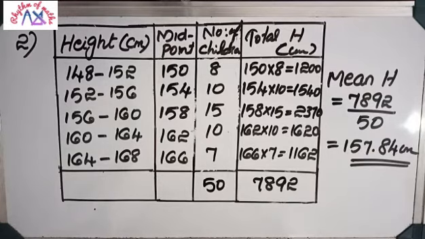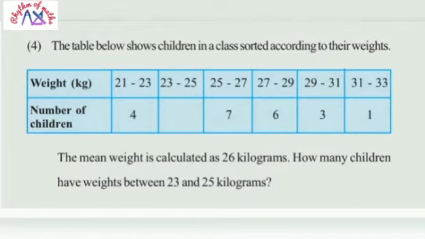Now let's move on to the last question, question number 4. Here is the question. The table below shows children in a class sorted according to their weights. The mean weight is calculated as 26 kilograms. How many children have weight between 23 and 25 kilograms?